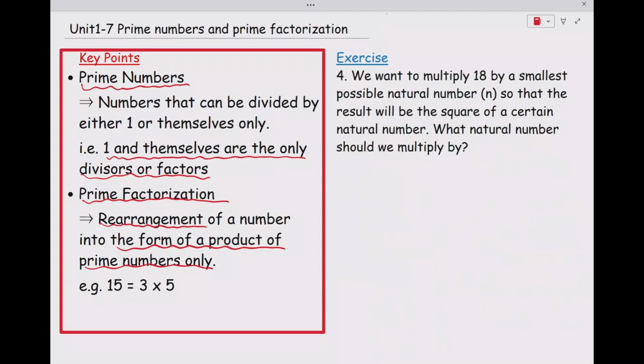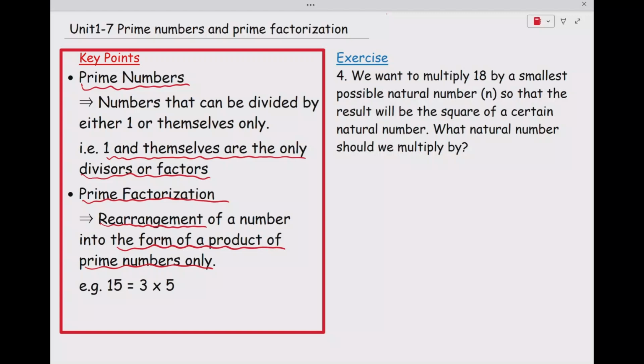Okay, let's look at the last question. Question number 4. This is an extended question, but it's a very well-known question, and you'll often see it on the SAT exam or selective school tests and so on, so by all means, let's learn it. We want to multiply 18 by the smallest possible natural number, so that the result will be the square of a certain natural number. What natural number should we multiply 18 by?